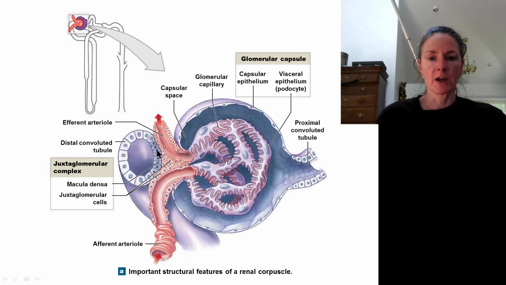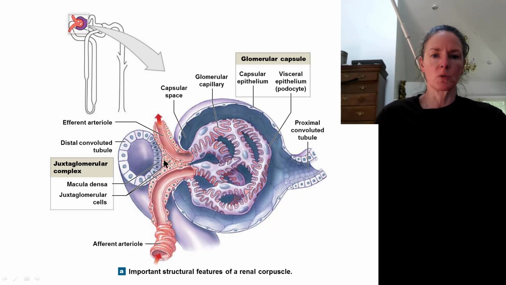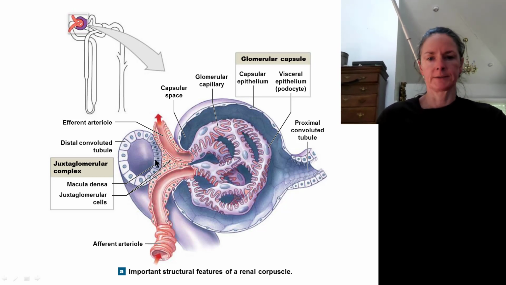All right, so here it is. Here's the macula densa. Here are our juxtaglomerular cells, which include some extraglomerular mesangial cells. And these things together are going to create what is called the juxtaglomerular complex.